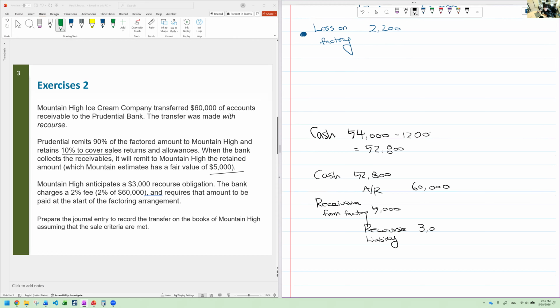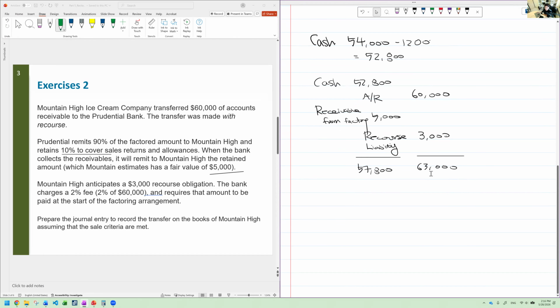Recourse liability, $3,000. At that point, we calculate the totals on the debit side and the credit side. Debit side, $57,800. Credit side, $63,000. So we will have to plug in $5,200 on the debit side. You are going to record a loss on factoring.